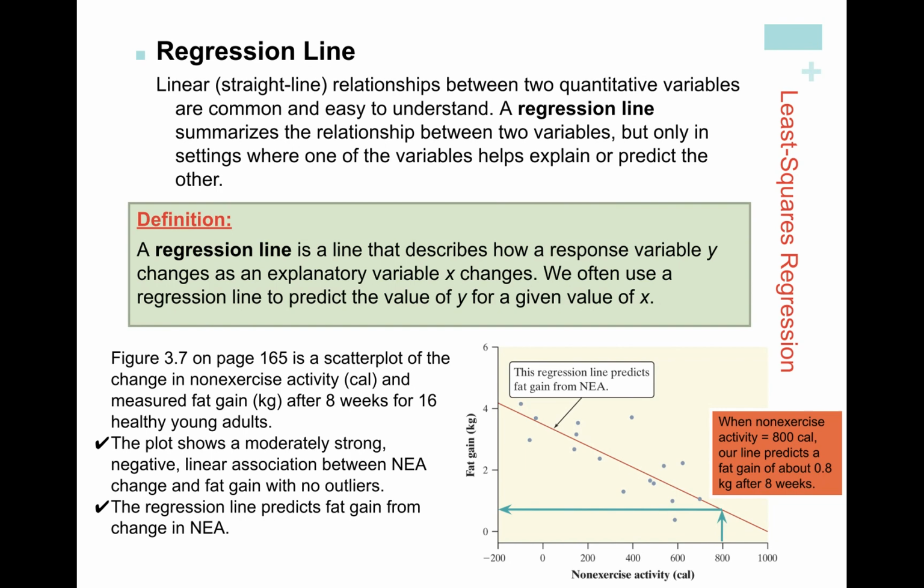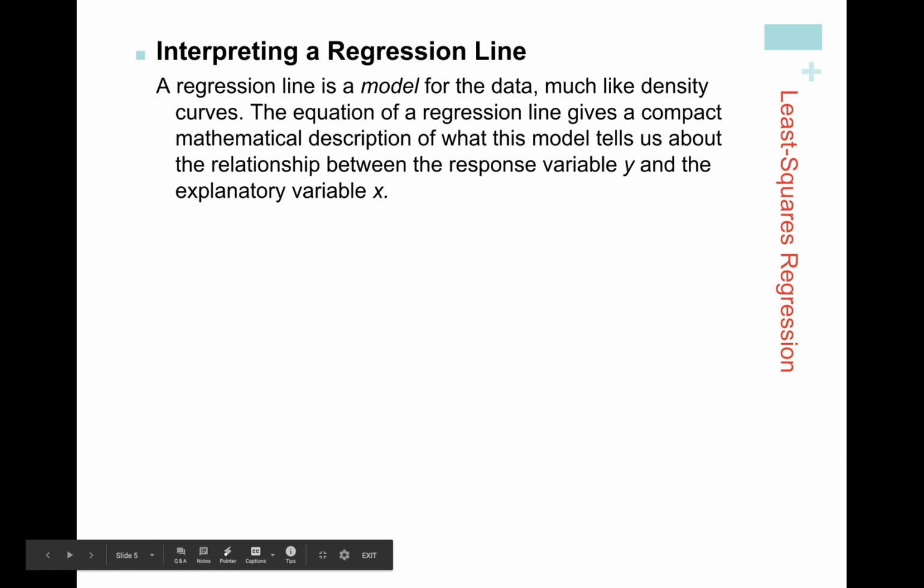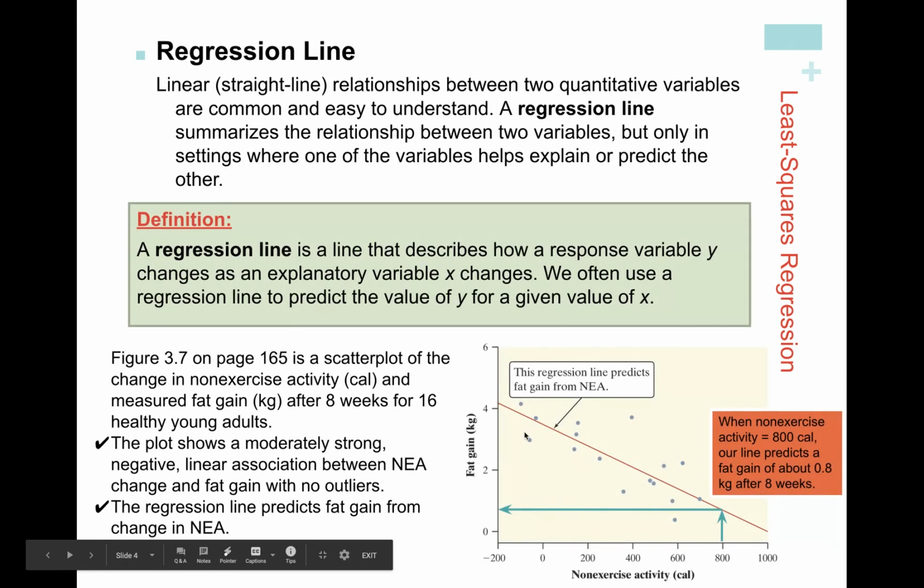We want to be careful, though, not to do what's called extrapolate. This model falls apart. It is only good from about negative 100 to about maybe a little bit more than 700. We don't want to use this model to predict values that are way outside of this, like 1,000 or 1,500 or 15,000, right?